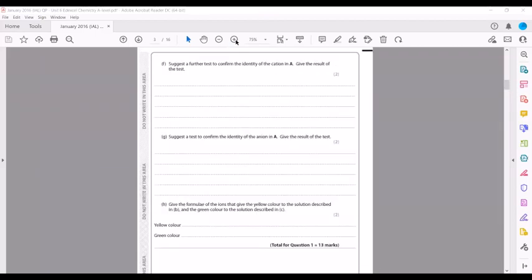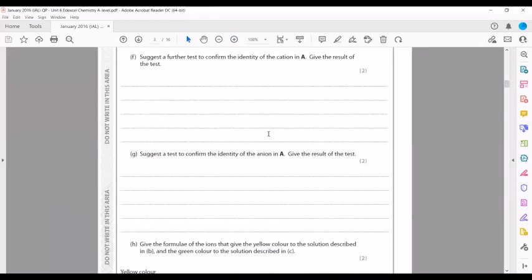So the next one: suggest a further test to confirm the identity of the cation. The cation was copper 2 ion. We want to identify, confirm. So how can we identify the positive ion? A simple test: we can add sodium hydroxide. It will form a blue precipitate, and when we add an excess, the precipitate does not dissolve.